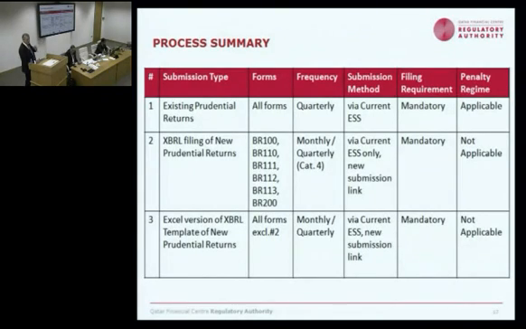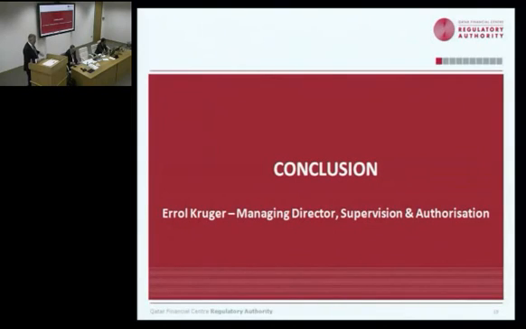Via ESS, you saw the new line that has been inserted. It is mandatory, but there is no penalty regime except for that hidden penalty around versioning. And then the Excel version submitted via ESS for all other returns as applicable, monthly or quarterly. I think that wraps it all up. I might just remind you that you should use the existing support mechanism for the filing section. What I know about the filing system is dangerous, so don't ask me. But anything else, you're welcome.